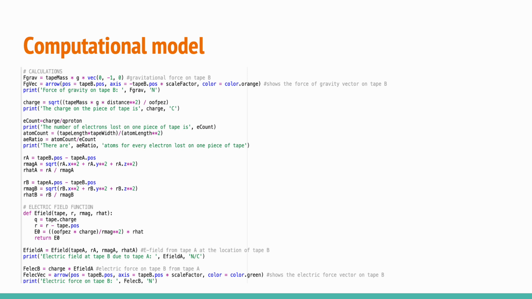I printed the force of gravity, the charge, and the number of electrons lost on a piece of tape. And I also calculated the ratio of atoms for every electron lost on one piece of tape. So that's equal to the number of atoms divided by the number of electrons.